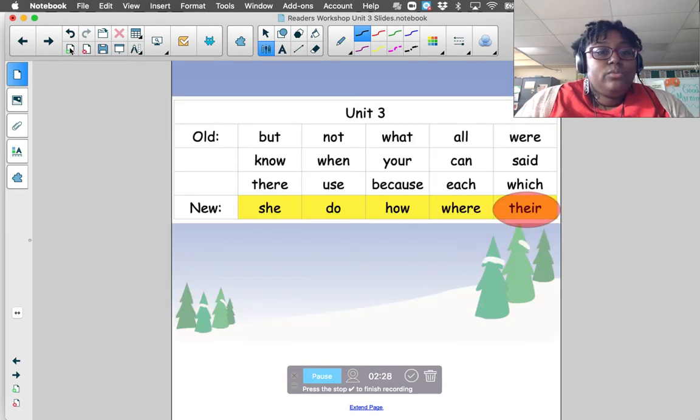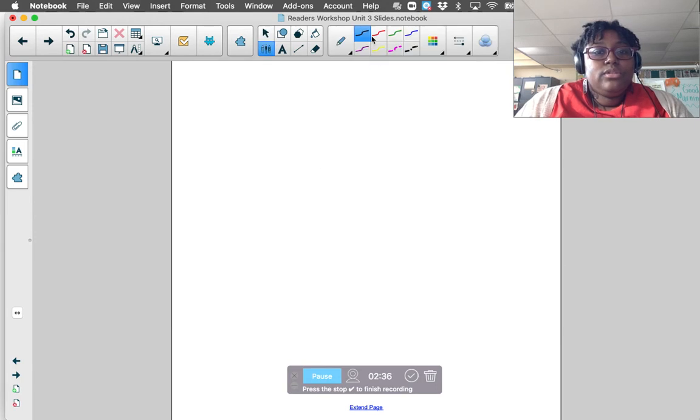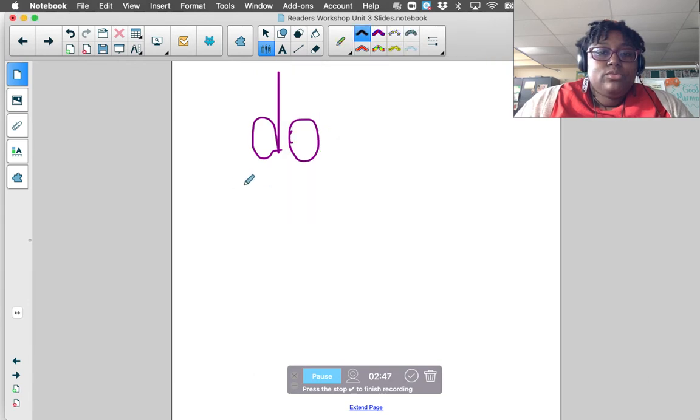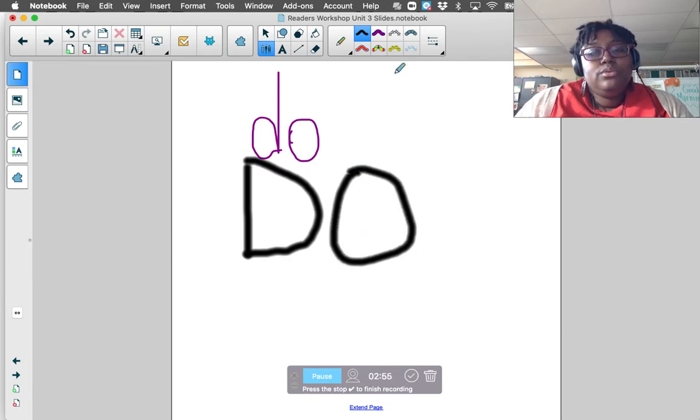The next word was the word do. Can you say do? Let's write the word do. D, O. Make sure your D is facing the right way. Let's write the word do in capital letters. D, O. Do. Let's write the word do in tiny letters. D, O. Do. Can you think of a sentence using the word do?